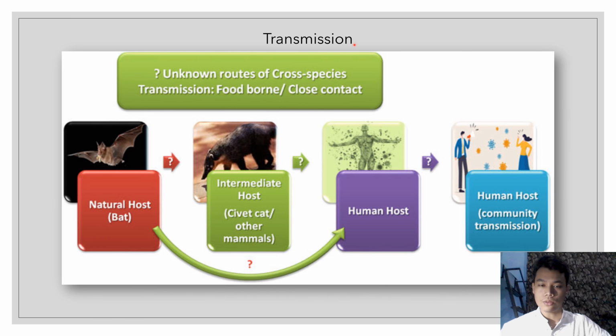Let's go to the transmission. So the coronavirus has bat as its natural host, and then civet cat and other mammals like pangolin, pig, and ferret as intermediate hosts. And as I mentioned before, the coronavirus has an ability to transmit from animals to humans, or called zoonotic.